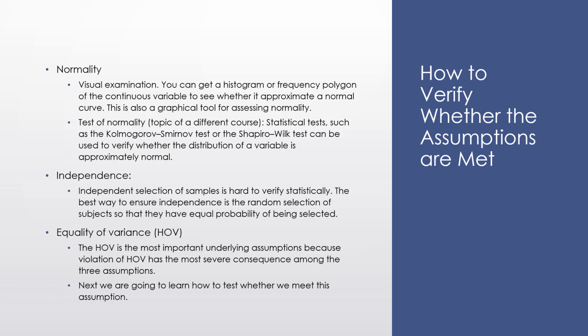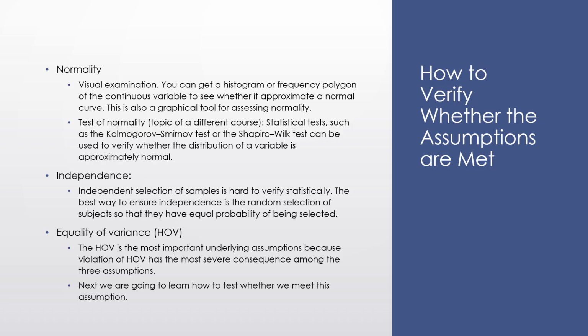chosen. Third, homogeneity of variance, HOV. Independent samples t-tests require that the populations from which the samples are selected have equal variance. The HOV assumption is important because the population variance is estimated by pooling the two samples together. In fact, HOV is considered the most critical of the three assumptions because violations have the most severe consequences.